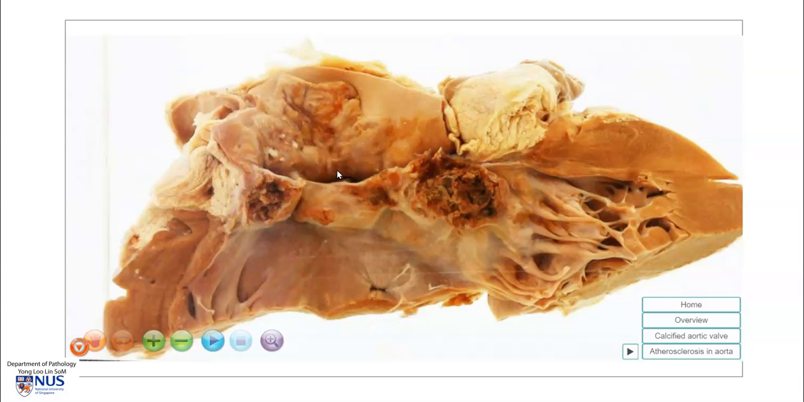And in addition, there is narrowing of the valve orifice or stenosis, and this can give rise to left ventricular hypertrophy. There may be concurrent stenosis as well as incompetence because of the stiffening of the valve. Not only can it not open properly, it can also not close properly.